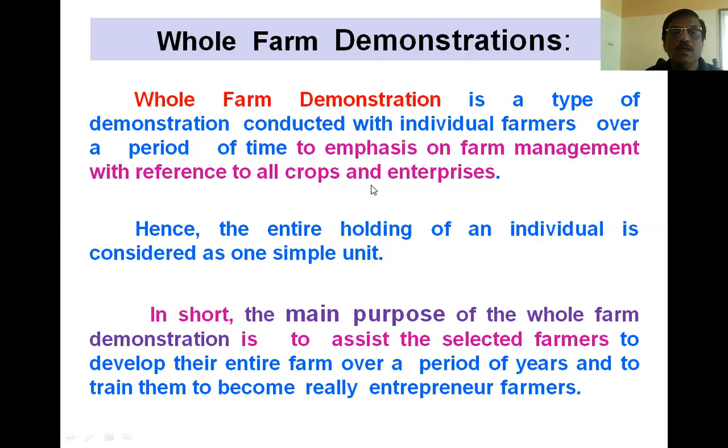Next is whole farm demonstration, Sampurna Iduvali Pratyakshike. Whole farm demonstration is a type of demonstration conducted with individual farmers. Result demonstration is also conducted with an individual farmer. Similarly, whole farm demonstration is conducted with individual farmers over a period of time. It is continuously conducted for 3 years with the same farmer. Once you adopt a particular farmer's field for whole farm demonstration, it should be continued for 3 years.